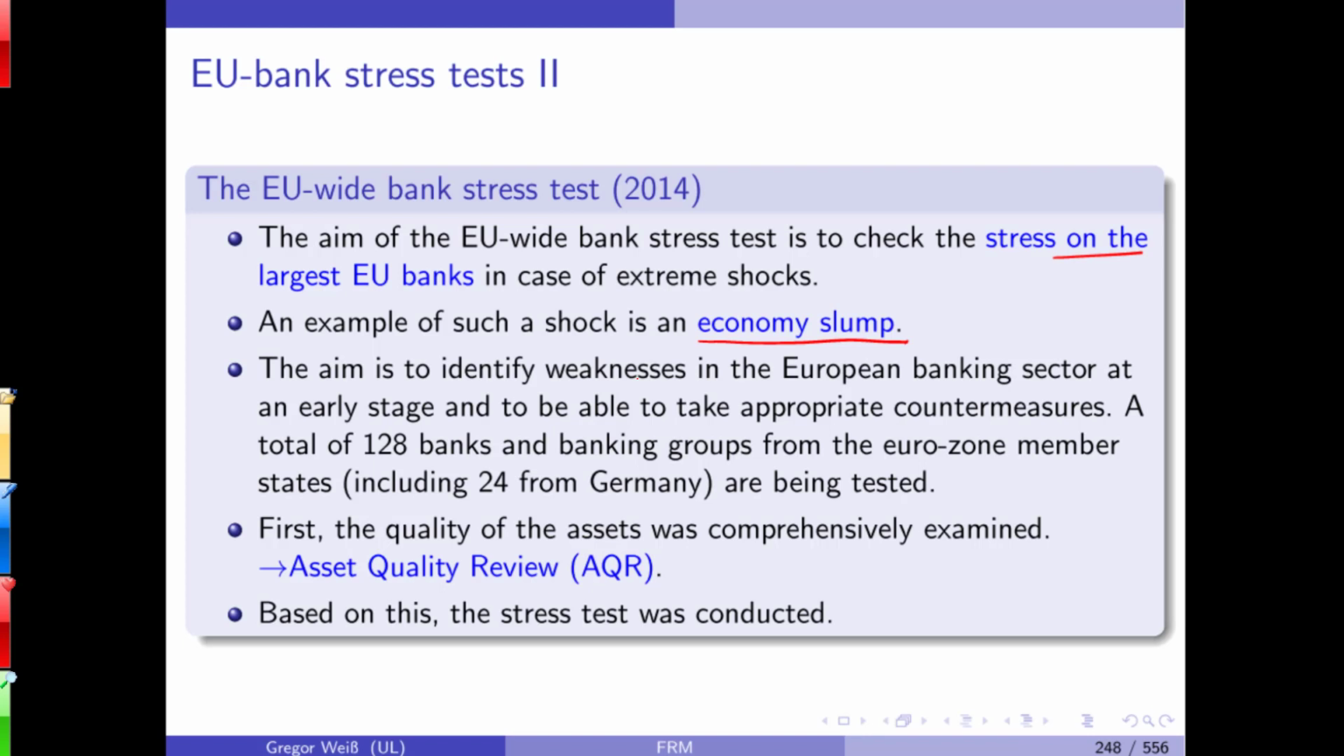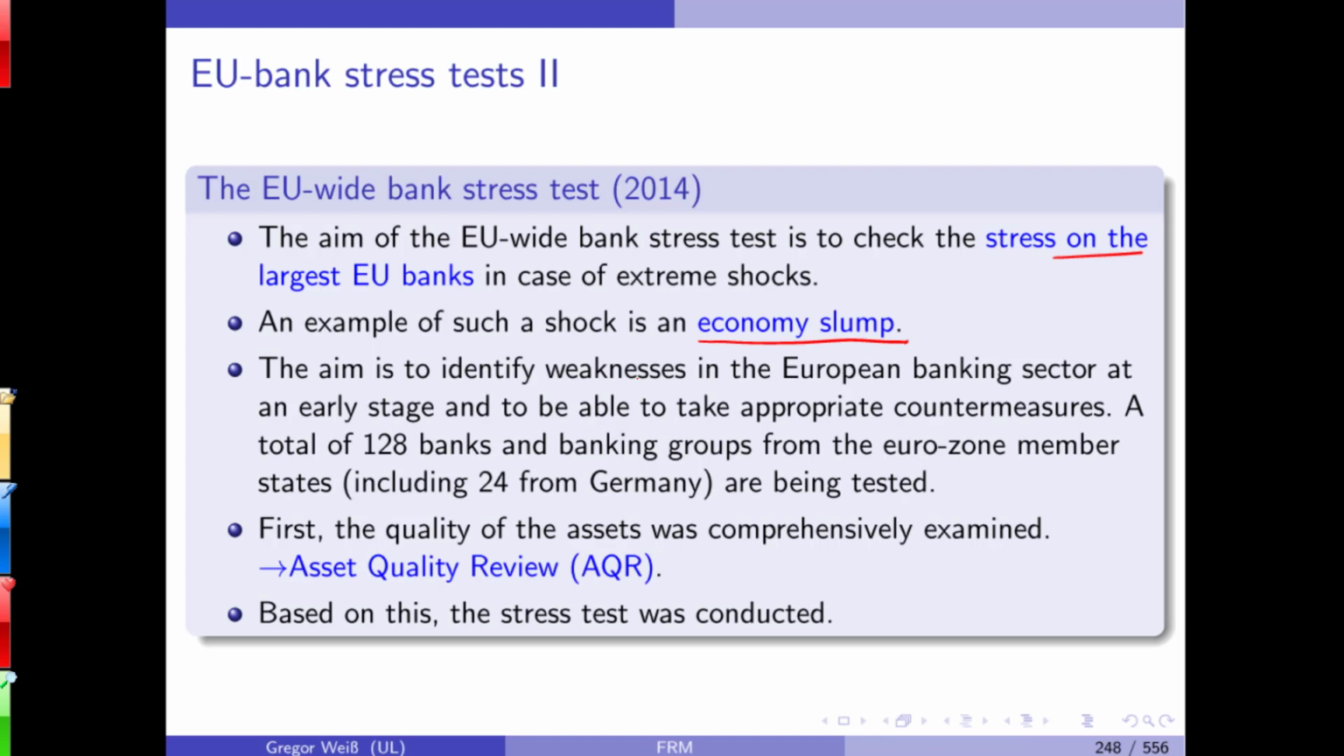First, what the stress test did was to assess the quality of the banks' assets. There was the AQR, the Asset Quality Review. Meaning what? Well, again, remember what I told you about how basically capital requirements work. Capital requirements work in the way that on the liability side of your balance sheet, you take equity plus a little bit extra. On the asset side, you're looking at risk-weighted assets.